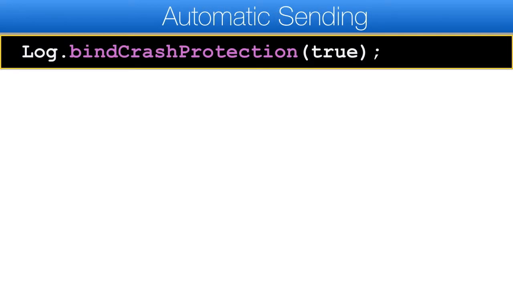Typical applications have a bindCrashProtection call in their init callback method. This call handles all uncaught exceptions and automatically sends an email if an exception was thrown in runtime and wasn't handled. Notice the argument for the bind method is set to true. This argument means that exception error messages are swallowed.